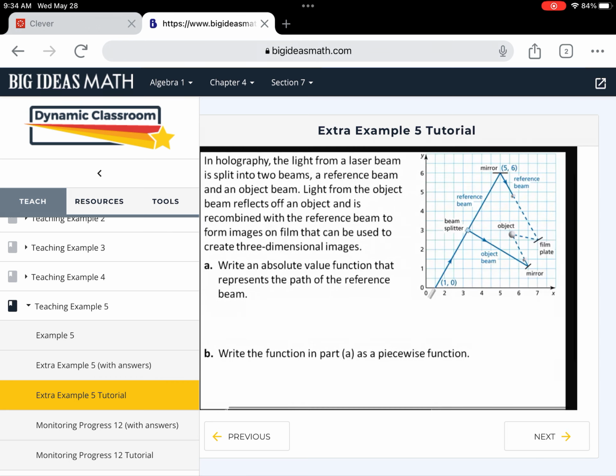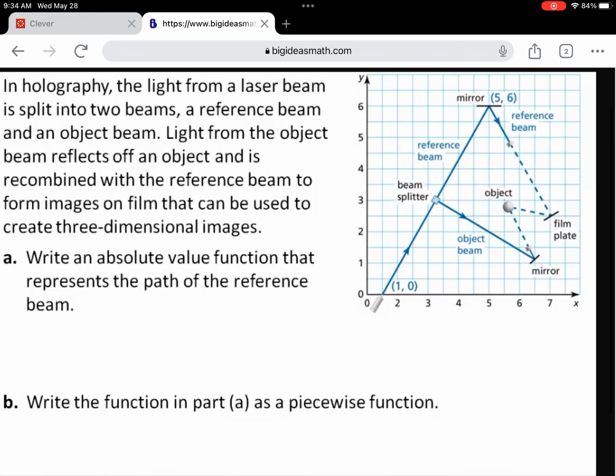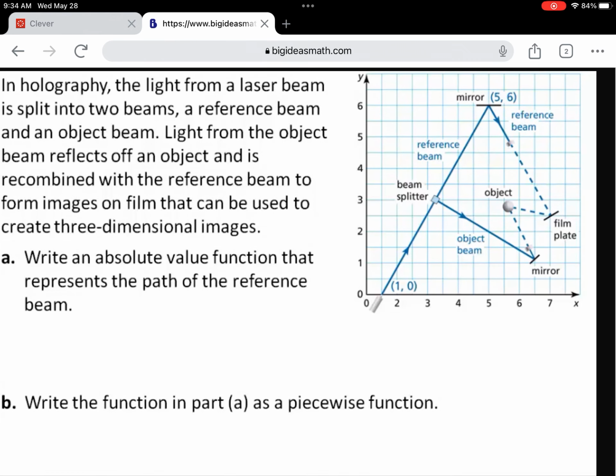In holography, the light from a laser beam is split into two beams, a reference beam and an object beam. Light from the object beam reflects off an object and is recombined with the reference beam to form images on film that can be used to create three-dimensional images.